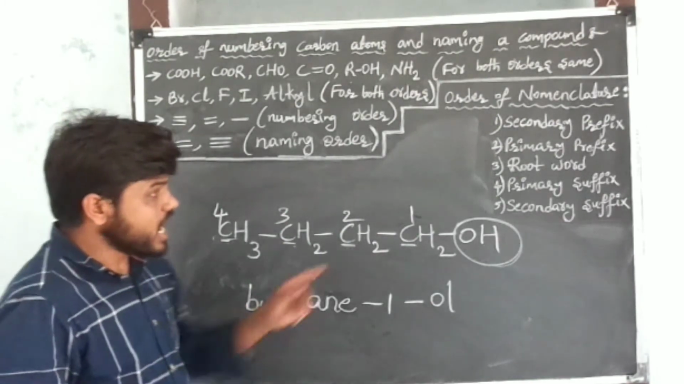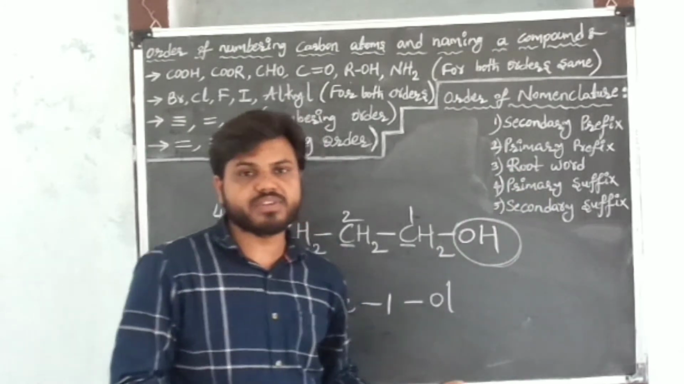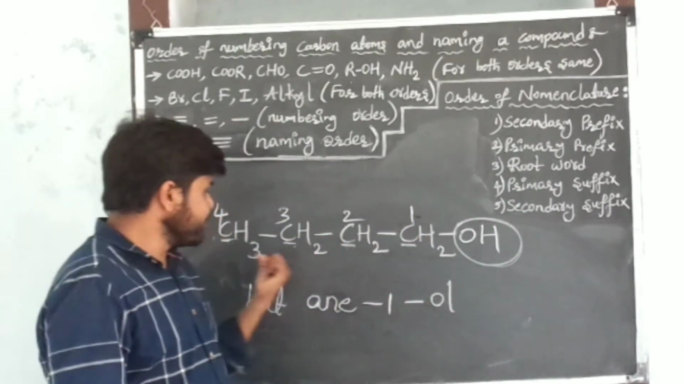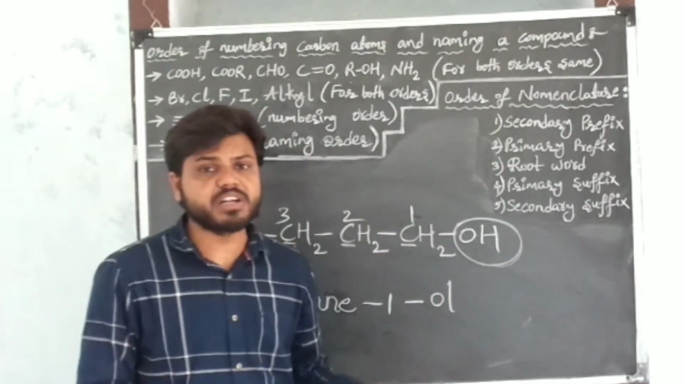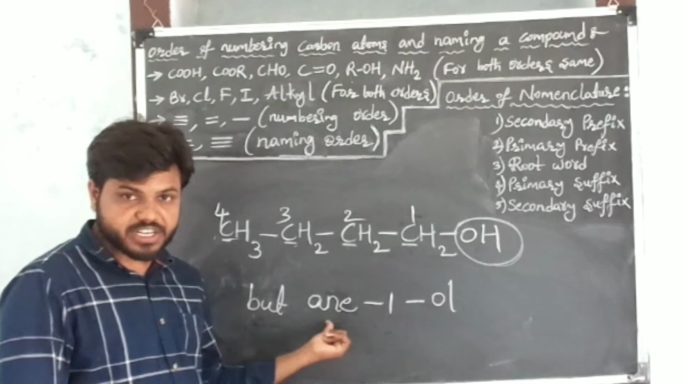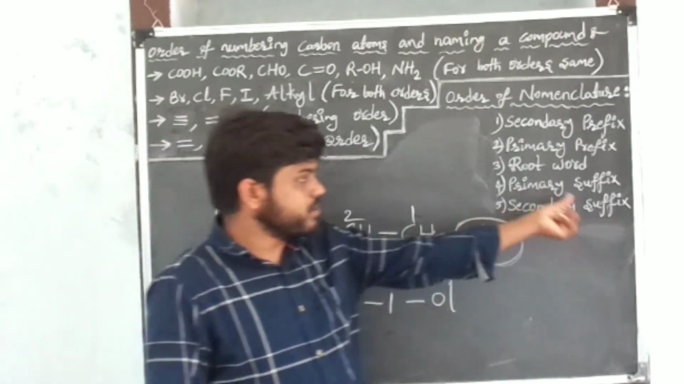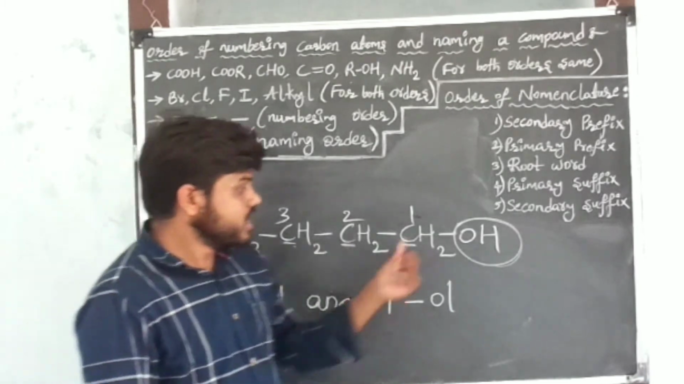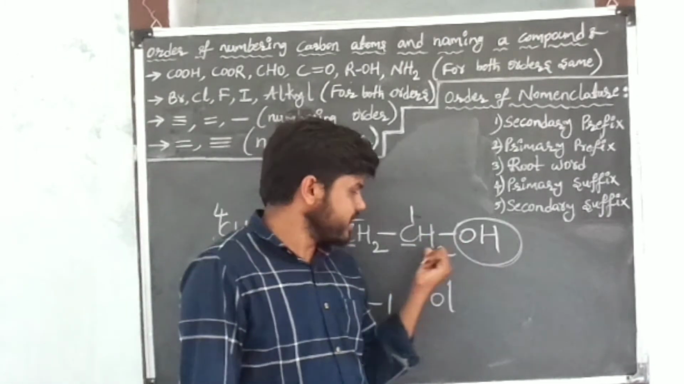After writing the root word, go to the primary suffix. Primary suffixes are single bonds, double bonds, triple bonds. Between every 2 atoms in the given carbon compound, single bonds are present. That's why I have written the suffix of single bond, that is ane. After writing the primary suffix, go to the secondary suffix. Secondary suffixes are functional groups. Here one functional group is present at this carbon.